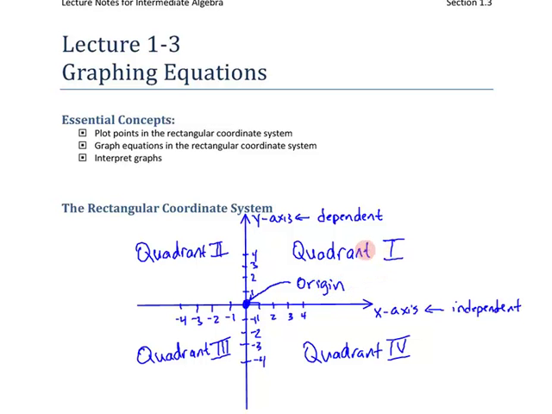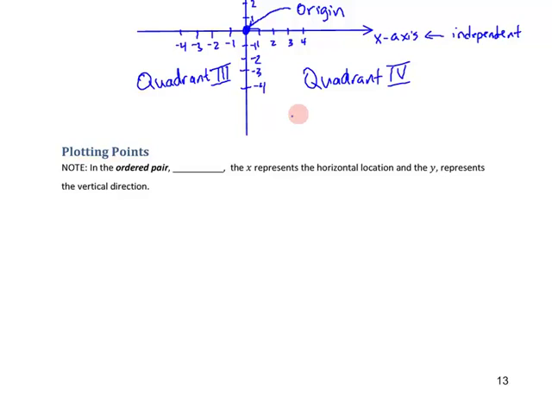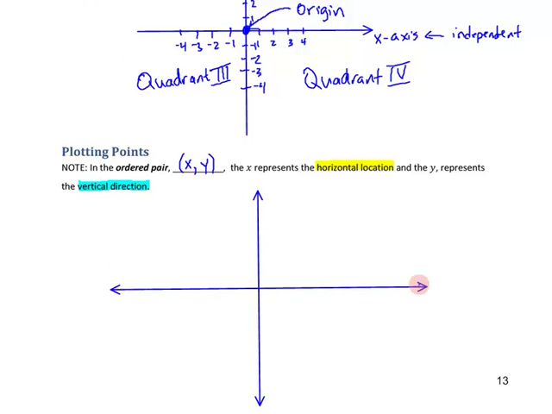Let's talk about how we plot points on the rectangular coordinate system. Note that in the ordered pair (x, y), the x represents the horizontal location of a point in the rectangular coordinate system, and y represents a vertical direction or vertical location of that point on the rectangular coordinate system. So allow me to redraw our coordinate system. There's my y-axis, here's my x-axis.